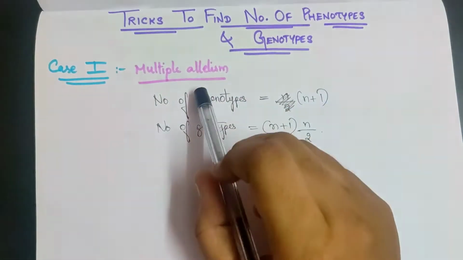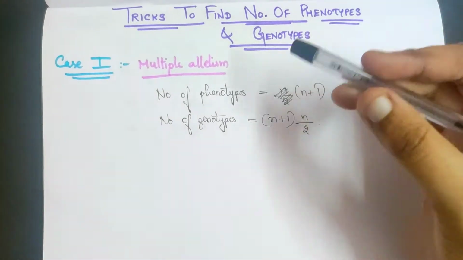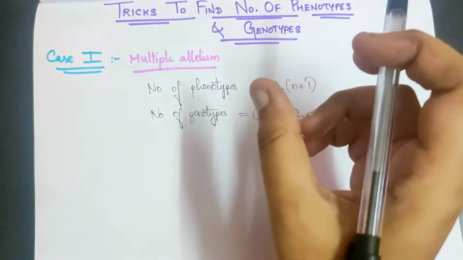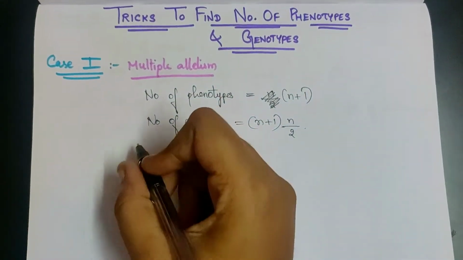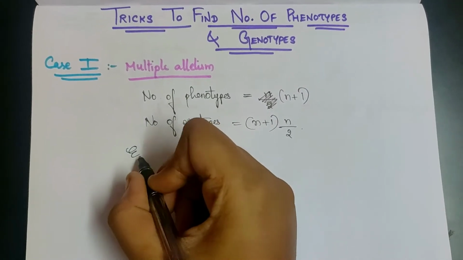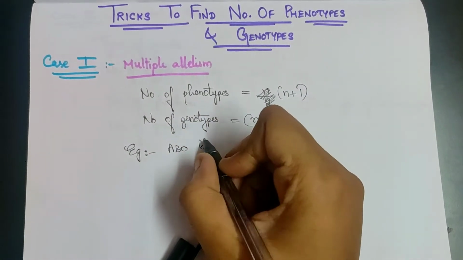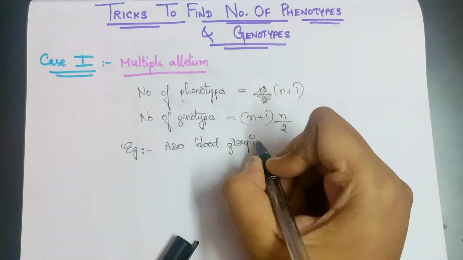So in case number 1, for multiple allelism, they give different numbers of alleles. What is multiple allelism? A particular character is controlled by 3 alleles. The best example is blood group, ABO blood grouping in man, which is an example of multiple allelism.